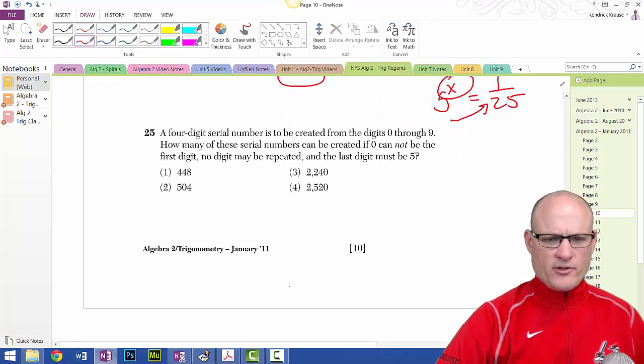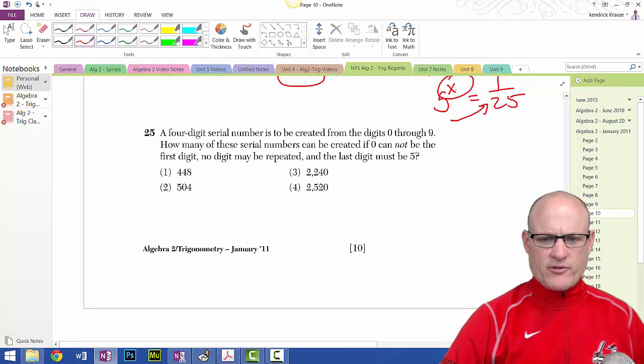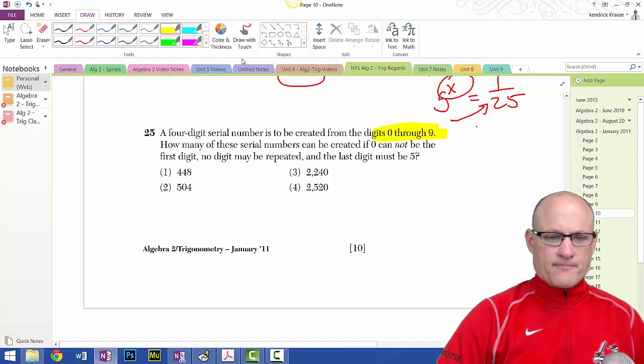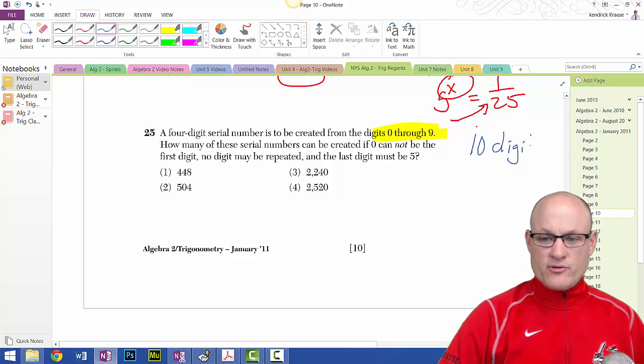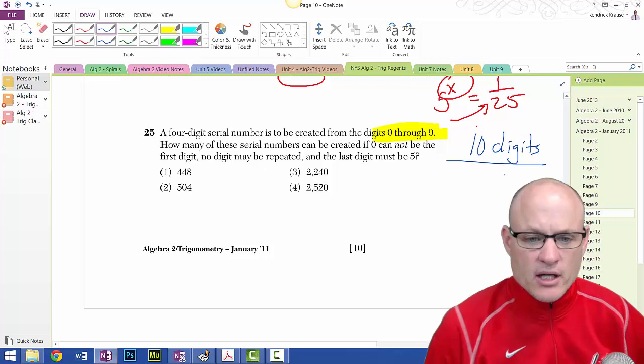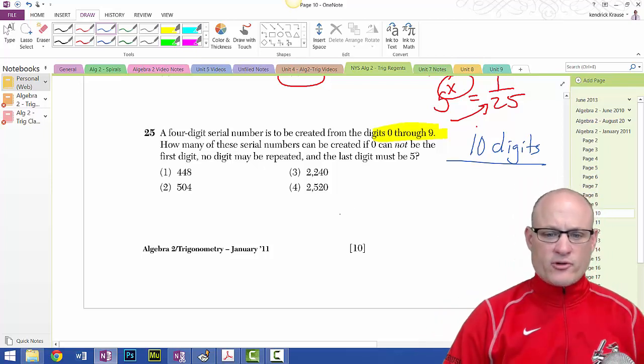All right, a 4-digit serial number is to be created from the digits 0 through 9. One of the big tricky things about this is that 0 through 9 is 10 digits. Okay, so I want to create a 4-digit serial number.